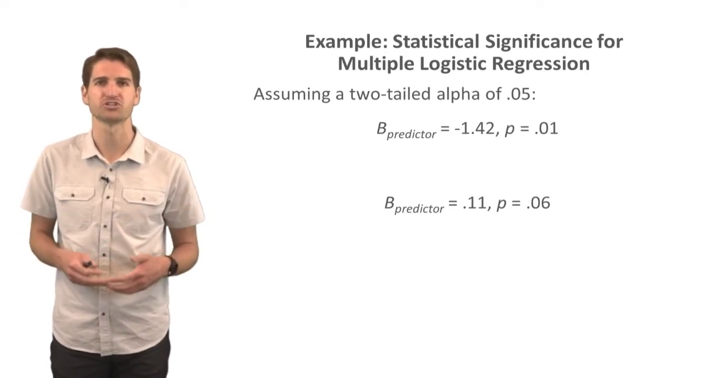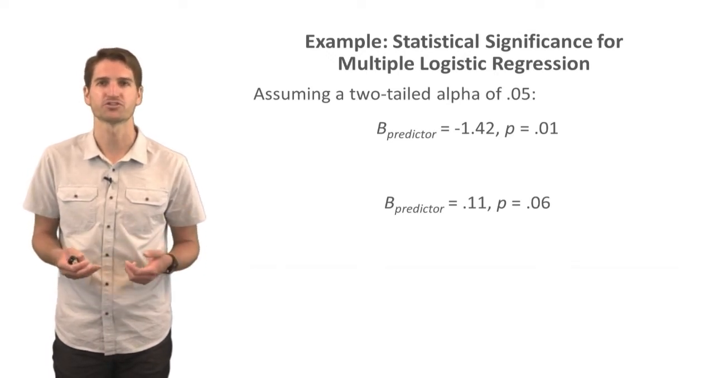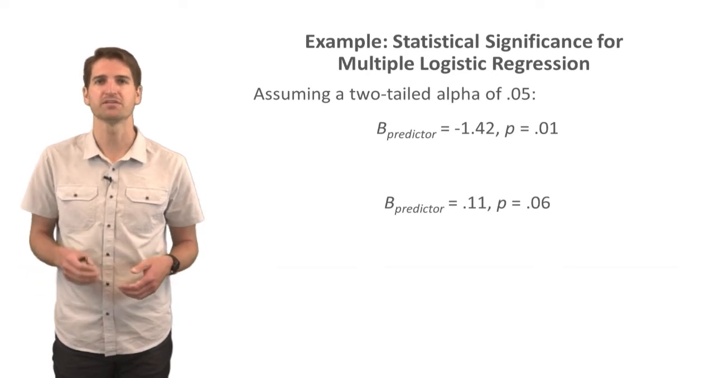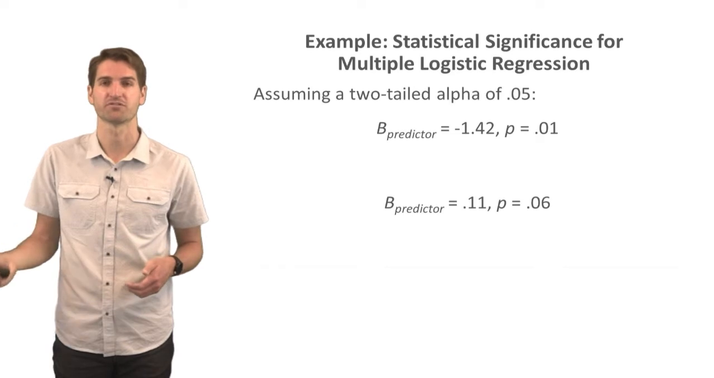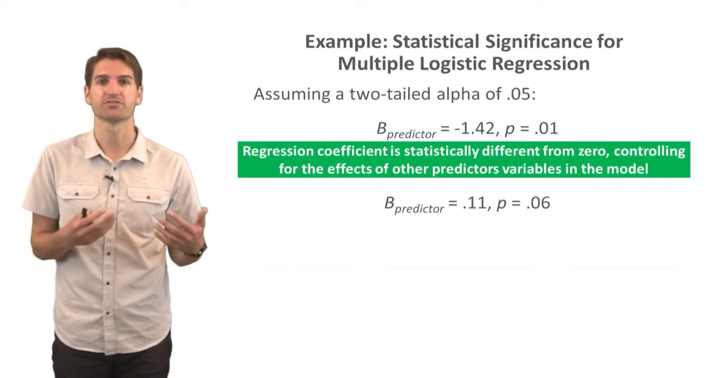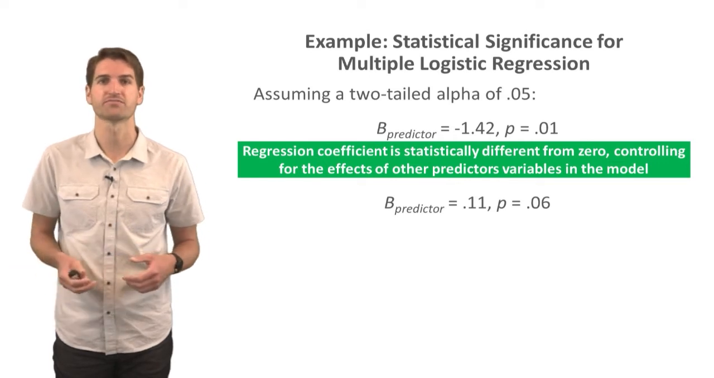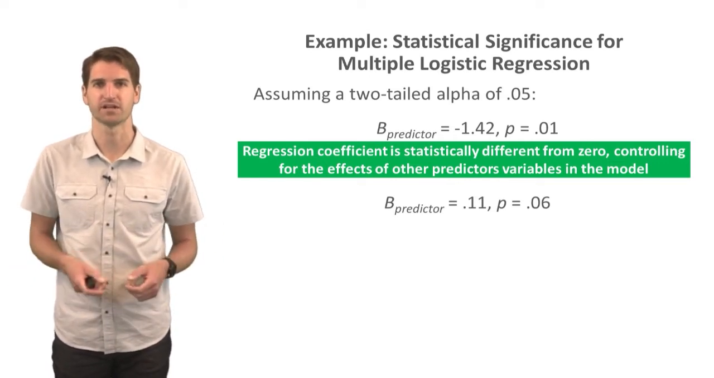Again, we'll assume a two-tailed alpha of 0.05. Let's assume that the regression coefficient for a particular predictor variable is negative 1.42, and that p-value is 0.01. The p-value is less than our cutoff of 0.05, so therefore we would say the regression coefficient is statistically different from 0, controlling for the effects of other predictor variables in the model. And also note that the sign is negative here.